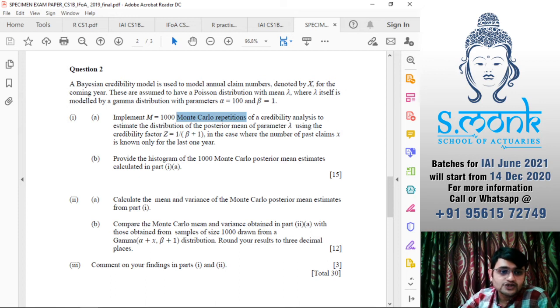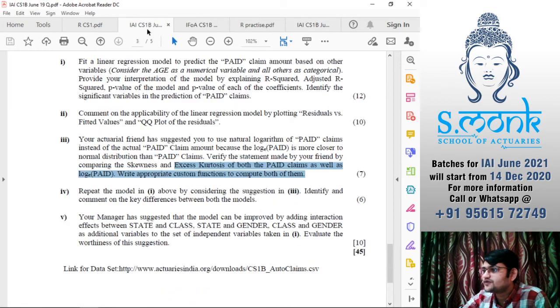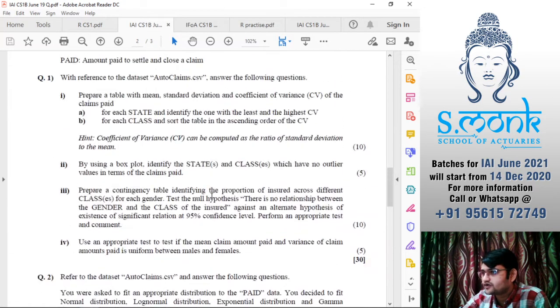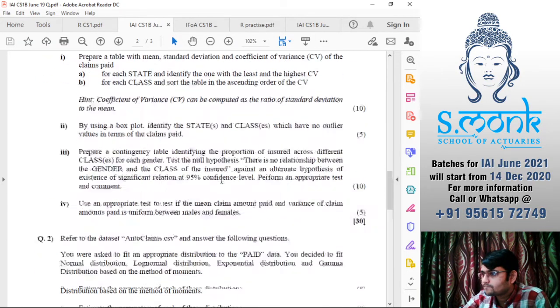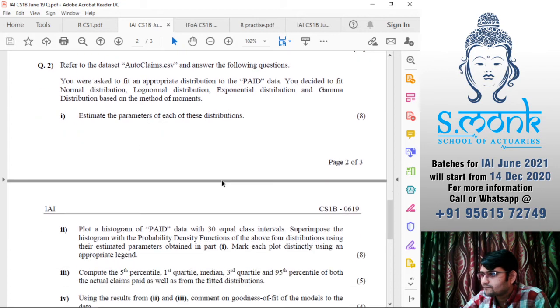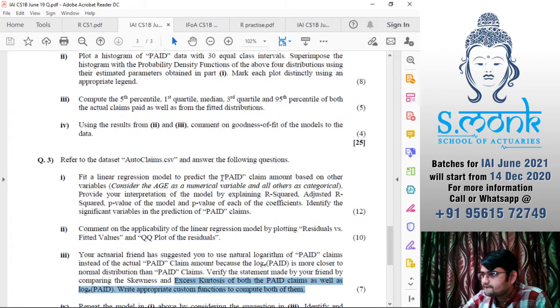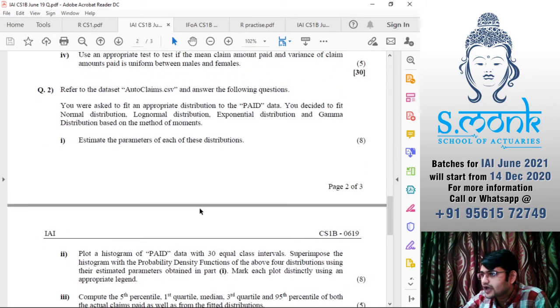Now I'll show you the questions. This is a specimen, forget about this, but all the latest questions, they will always specify what to do. So it's very straightforward. This question paper, June paper, did not have any repetition. Estimate parameters. Okay, estimate parameters of each distribution.